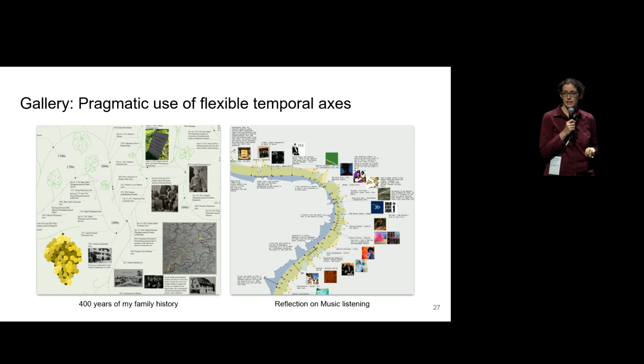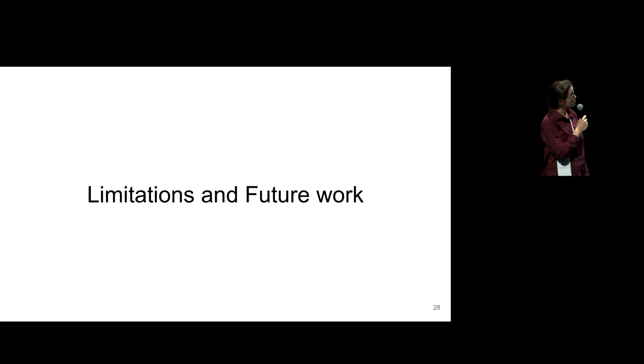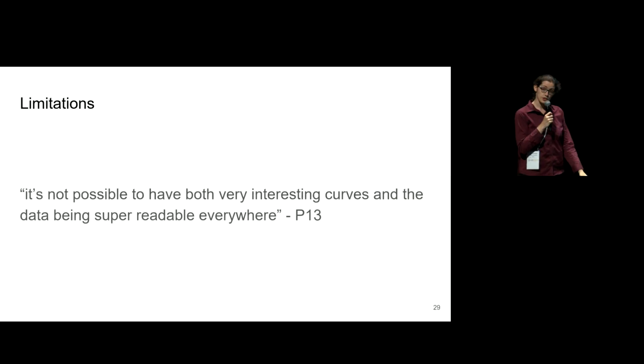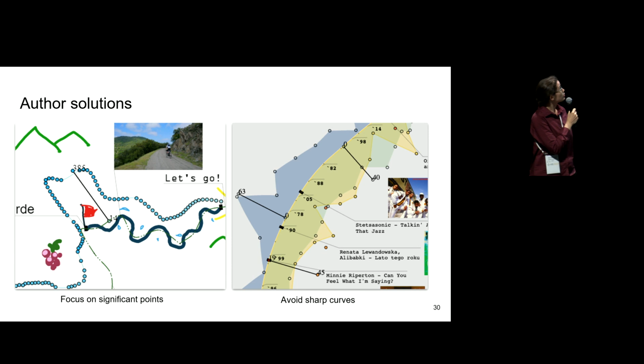Incorporating image and numerical data is actually quite tricky, which rolls us into our limitations and future work. So, along with the uses for idiosyncratic timelines, we naturally ran into challenges. As P13 puts it, it is not possible to have both very interesting curves and the data super readable everywhere. P13 ran into this issue with the sharp curves in her graph, which made the elevation data hard to read in places. She overcame this by carefully aligning her axis so that the peaks in the elevation data stood out as far as possible from the graph, thereby highlighting those victory moments. My colleague overcame the readability issue by ensuring that all the curves in his graphs were fairly shallow, thereby making the numerical data easier to read.